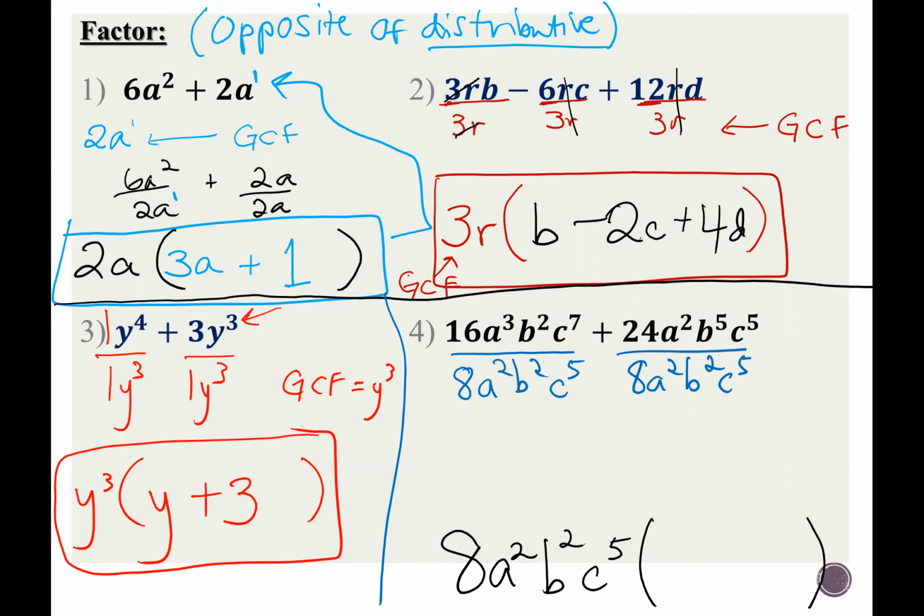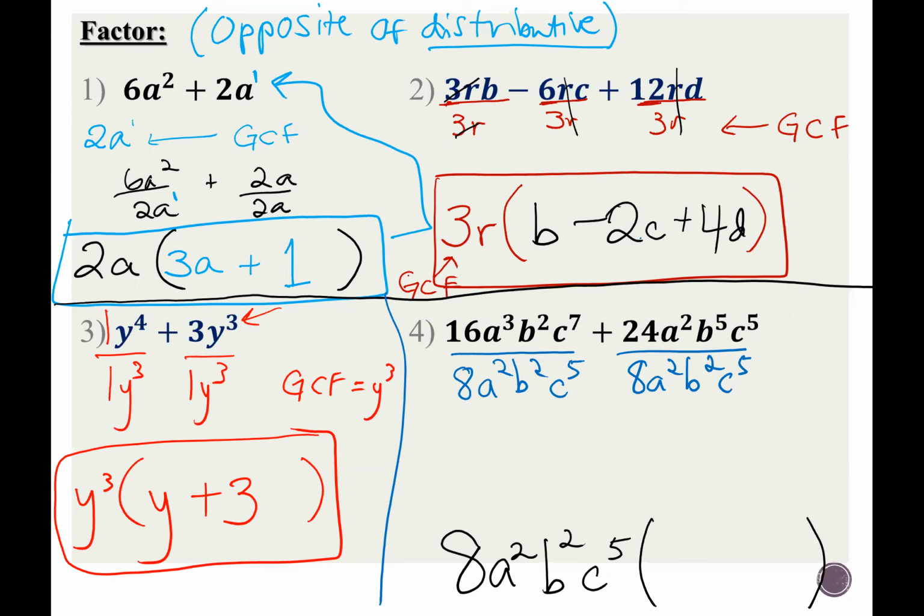Let's carefully divide. Again, we found the GCF, 8a squared b squared c to the 5th. And now we're going to divide each of our terms by that GCF. 16 divided by 8, that's 2. a to the 3rd divided by a squared, if I subtract those exponents, that's just a to the 1, or just a. b squared divided by b squared is just a whole number 1, that's why I get to cancel that out. It's like I'm multiplying by 1. And then finally, c to the 7th divided by c to the 5th is c squared, because once again, I'm subtracting exponents.